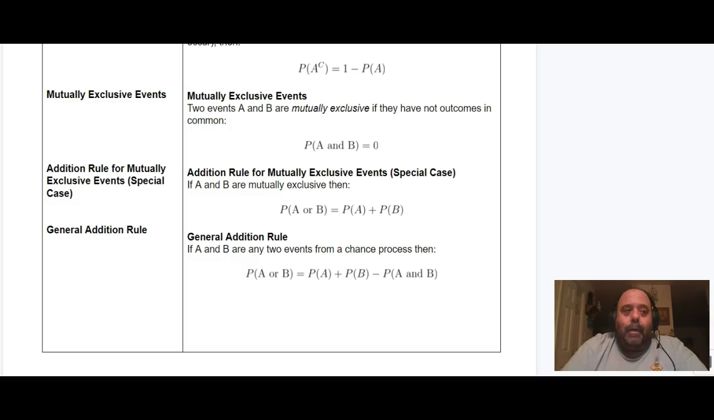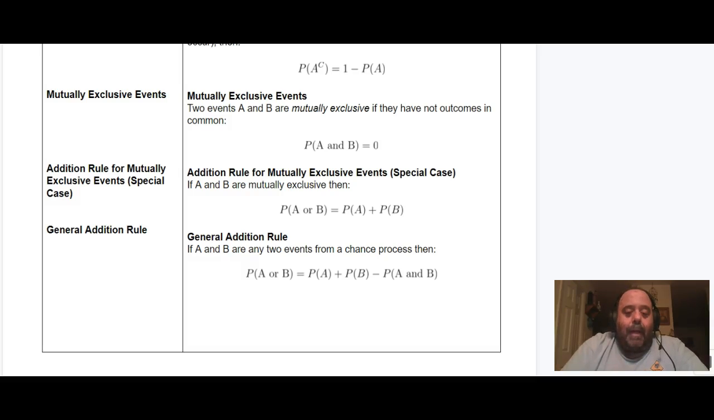Now, that gives us a nice, neat situation because there's no overlap. There's no both happening at the same time. So the probability of one of these two mutually exclusive events happening is just the probability of one plus the probability of the other one. Okay, so that's what we call the addition rule for mutually exclusive events, but it's really just a special case.